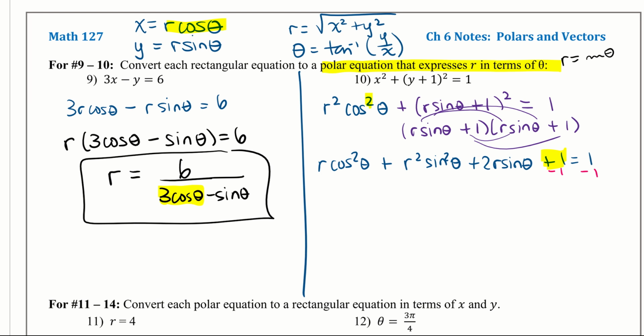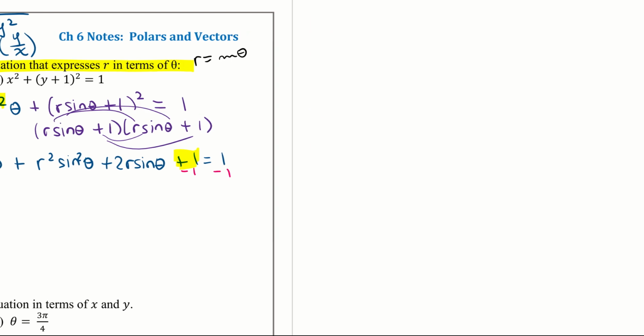I also have something interesting that's happening with the cosine squared plus sine squared. You might remember this from previous units. In chapter 4, we talked about this. This is the Pythagorean identity. Cosine squared of theta plus sine squared of theta is equal to 1.